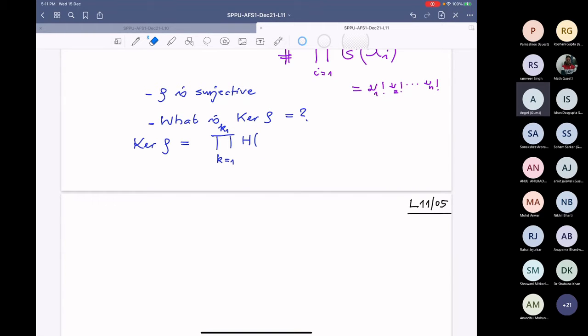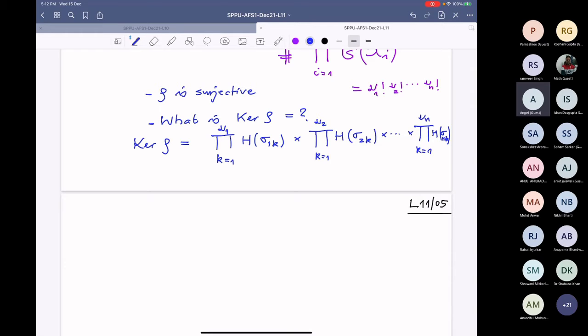They are all 1 cycles, and how many? Nu 1 times. So this is nu 1. Cross product, now k equal to 1 to nu 2, H sigma 2k. There are two cycles, that transposition, how many, nu 2, and so on. Cross product k is equal to 1 to nu n, H sigma n k.